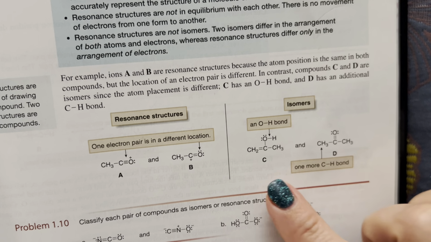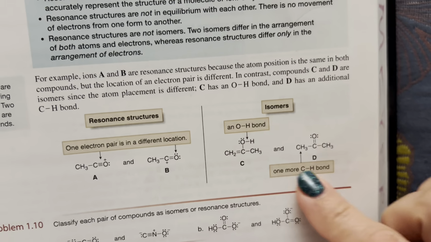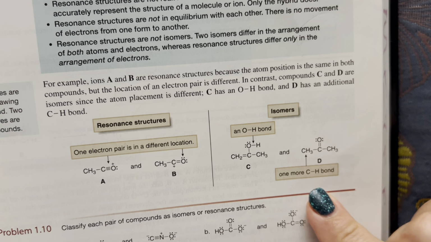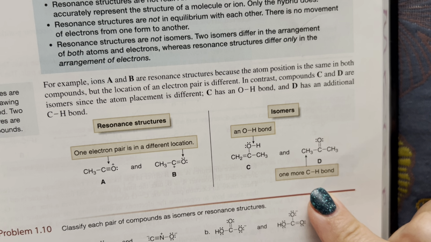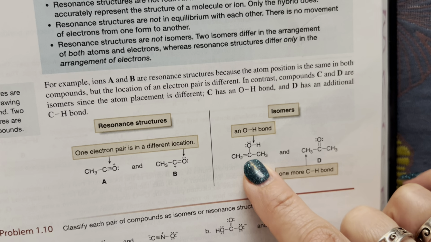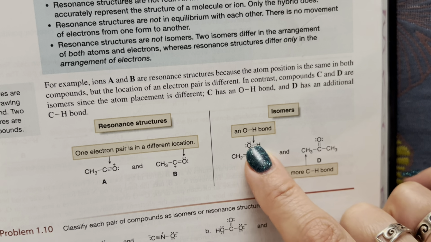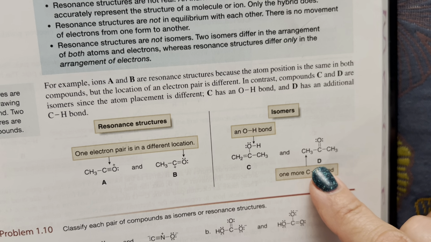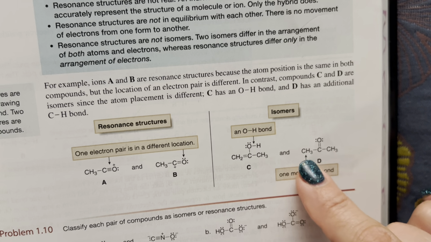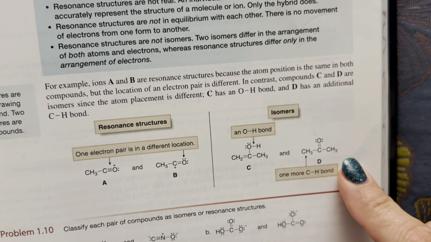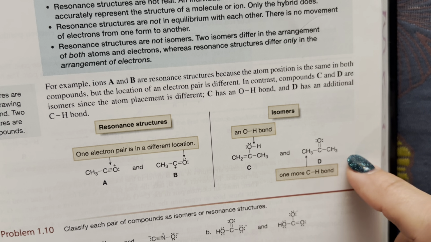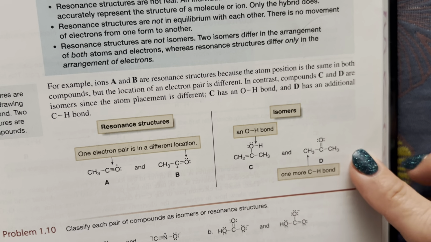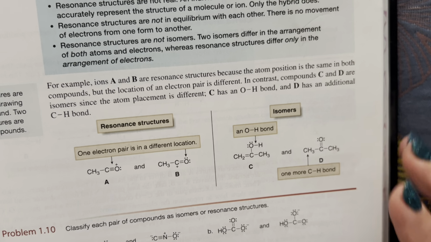Okay. So here's our contrast example, C and D. These are isomers since the atom placement is different. See how carbon has this oxygen-OH bond off of it? And D has this additional carbon-hydrogen bond that's on there. Okay, so this is different. These are isomers, they're not resonance structures.